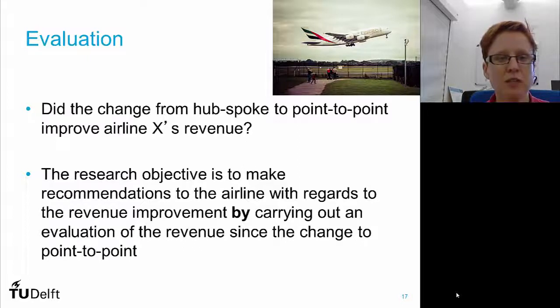So in terms of evaluation, it's really important that you do that well and that you actually back up your claims. So an airline changed from hub and spoke to point to point and wanted to know if it actually improved the airline's revenue. There might be other things that have also improved revenue because the fuel prices went down, but it's important to see whether that specific thing did. So the research objective could be to make recommendations to an airline with regards to revenue improvement by carrying out the evaluation of the revenue since the change to point to point.